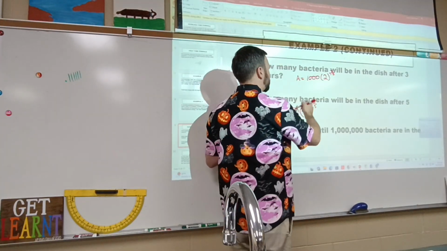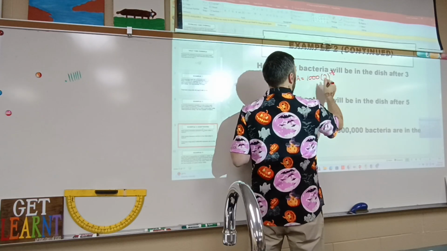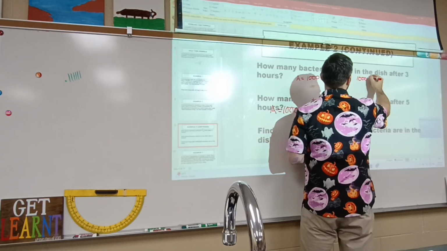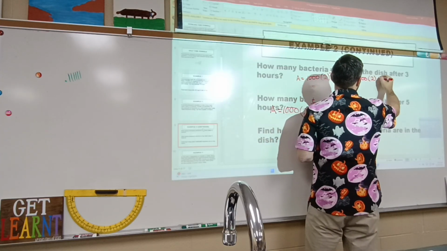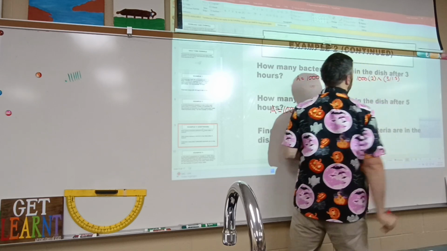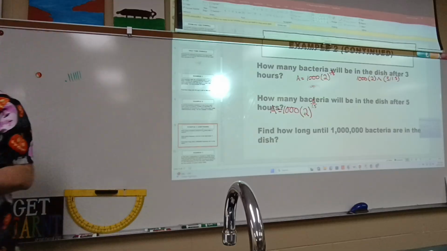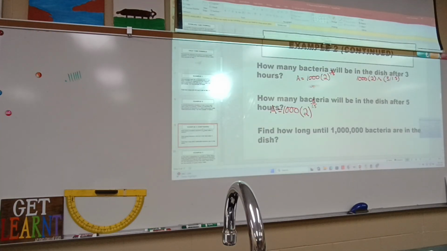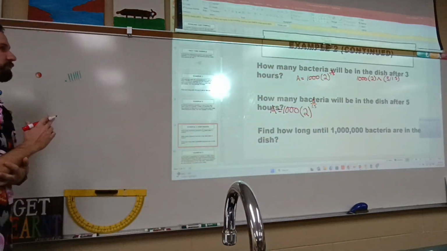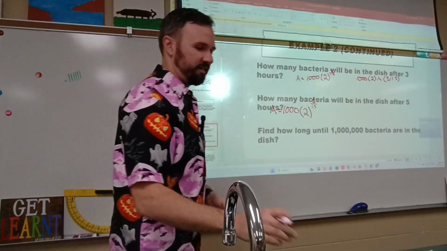Make sure, when you plug this into your calculator, that you do 1,000, 2, caret key, and then make sure the 3 divided by 1.5 is in parentheses. Because if you do not put that in parentheses, it's going to do 2 to the third power and then get an answer and then divide the whole thing by 1.5. So make sure, try it in your calculator. Make sure you guys can use a calculator. That's going to be a big deal for this one. I know I keep saying it.